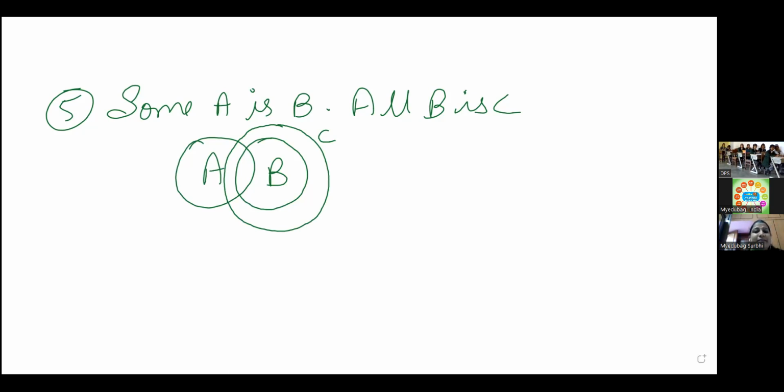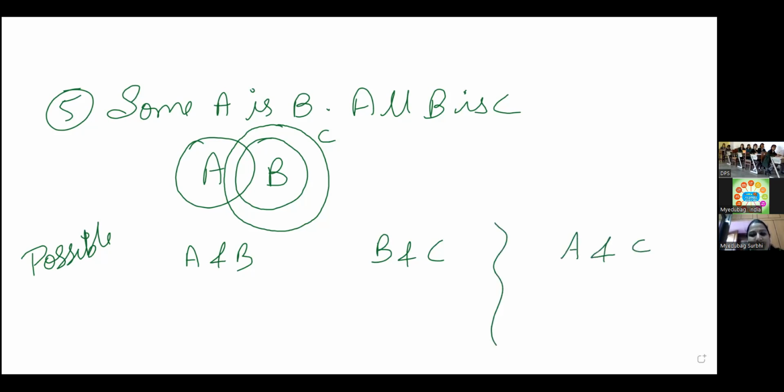Now from this statement, how many possible conditions can be there? Now you can see the connection between A and B. So I'll write between A and B. Second will be between B and C. And as A and C are overlapping each other, I can say the connection between A and C also here as they're overlapping each other. Clear? So there will be 3 things.